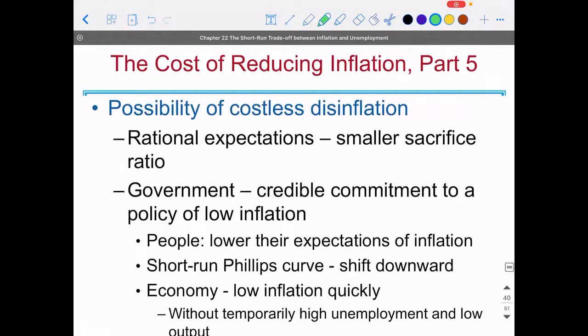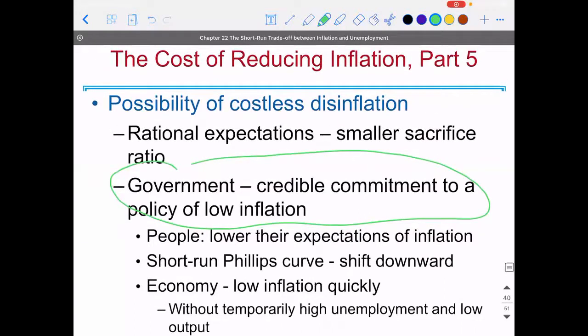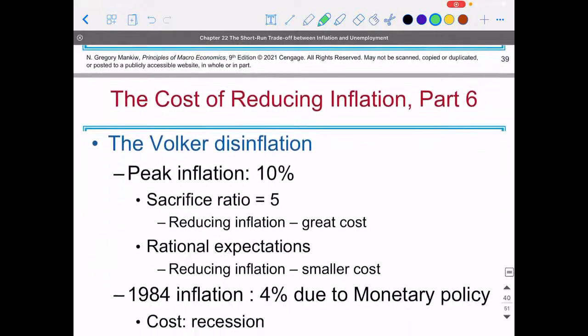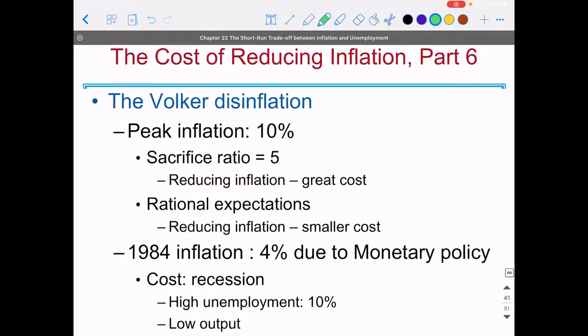Now, it might be possible to create costless disinflation, but this is pretty difficult to do because the government basically has to be known for being committed to low inflation. Generally speaking, most governments in the world have a pretty bad reputation for being able to control inflation. The reason is that it's difficult to get reelected by cooling an economy down, which is what you have to do to achieve that lower inflation.